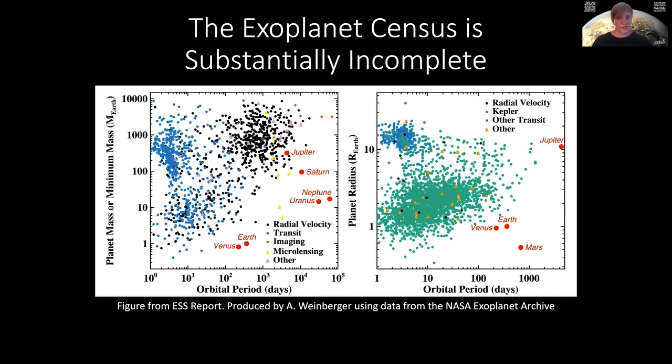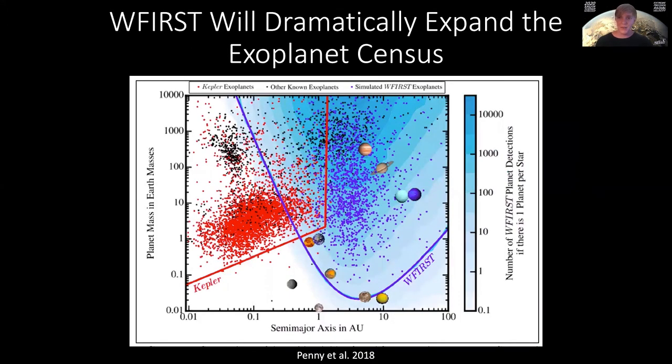As we look towards the future, the WFIRST mission, which will launch after the James Webb Space Telescope, will push us out towards longer orbital periods and fill in what we know about the occurrence of planets at cooler temperatures. Here, what you see is a search space for WFIRST compared to the search space for Kepler. Here on the left, we have the planet mass in Earth masses, and on the bottom, we have the semi-major axis in astronomical units. The red dots are planets found by Kepler, and the blue dots are simulated detections of planets found by WFIRST. The symbols here, the little graphics, show you the planets in the solar system.